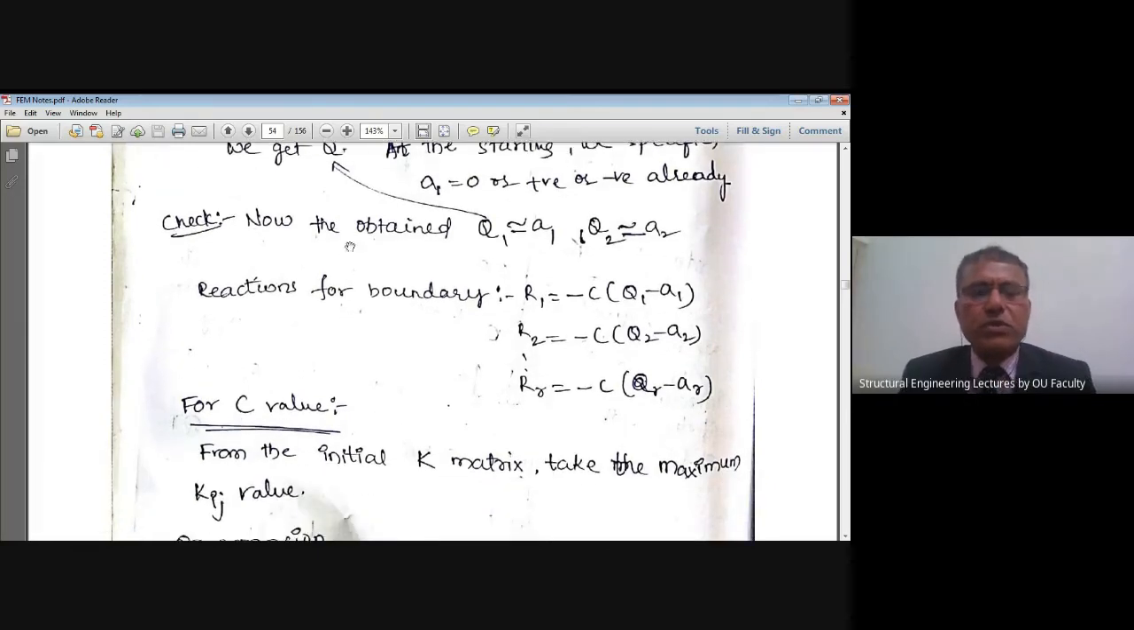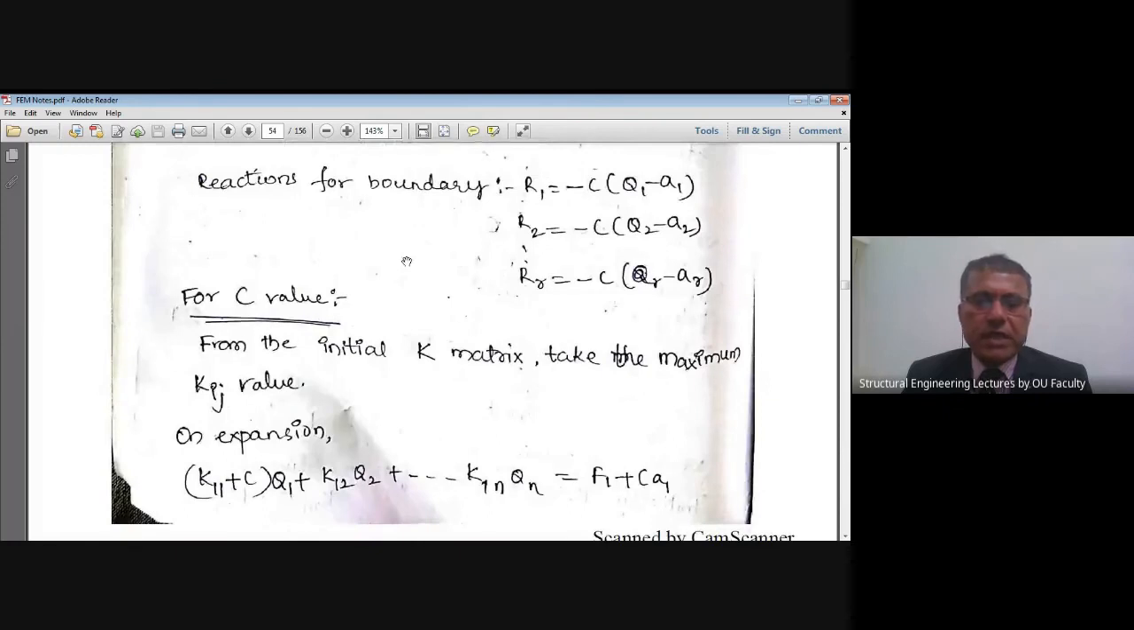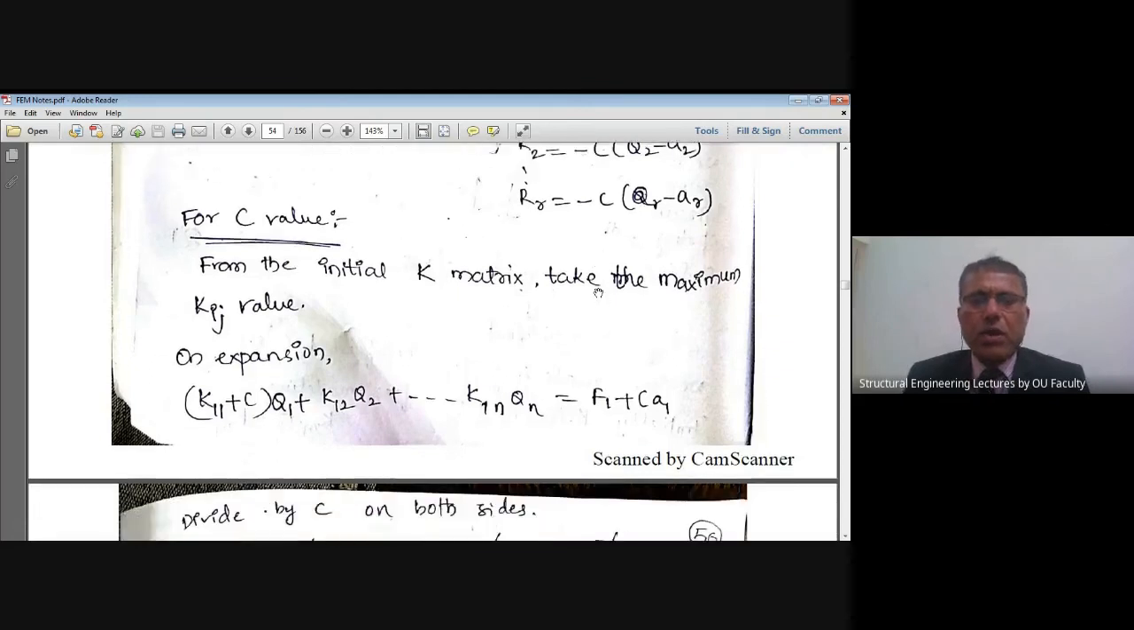And once you check that your solution is correct, then you can get the reactions along the specified boundary conditions as R1 is equal to minus C multiplied by Q1 minus A1, because that is a relative displacement multiplied by that spring, which will give the reaction in the opposite direction, minus with minus, right? Now the second degree of freedom also, R2 is equal to minus C multiplied by Q2 minus A2, up to RR is equal to minus C multiplied by QR minus AR, right?